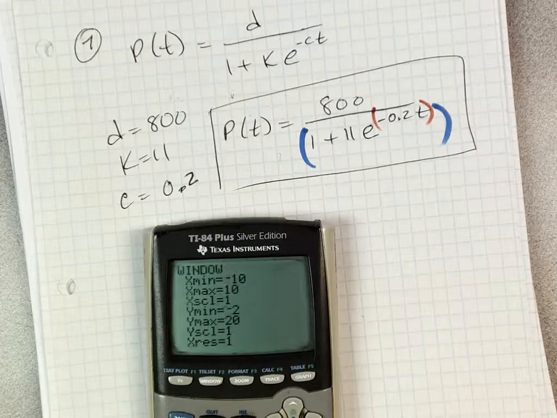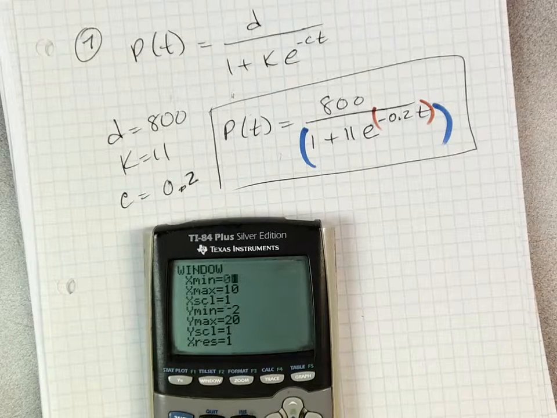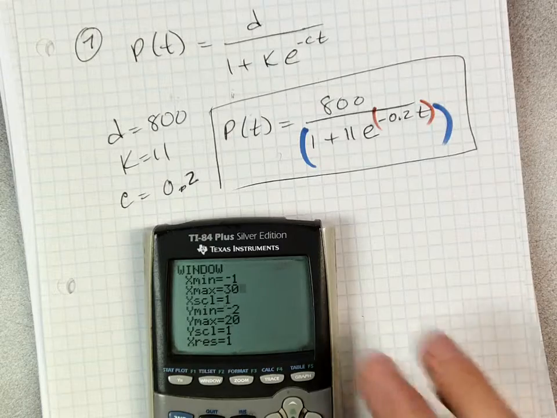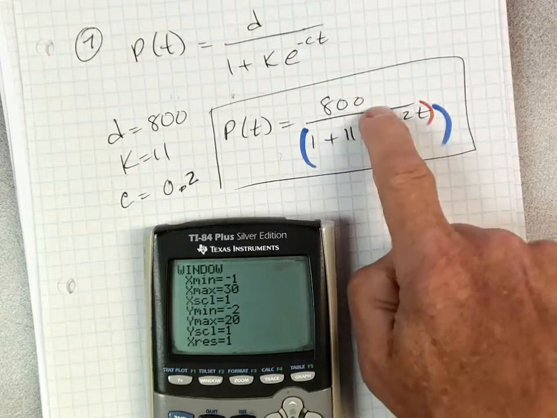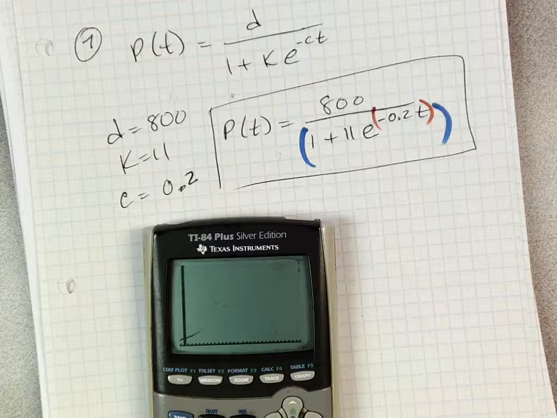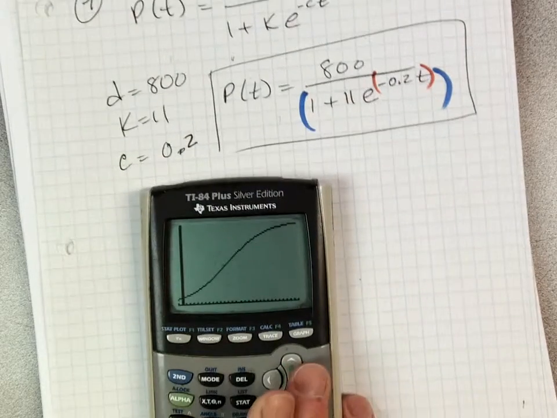Okay, window. Well, I don't need to worry about negative 10. I got negative x, but I don't need negative 10. I can just go 0. Oh, maybe I'll make it negative 1 so I can see a tiny little bit of it. How many years? This is 10 years. Let's just go 30 years. I don't know how long it's going to take. Max, well, I got 800 here. Let's just try 800 here, and if we need to change it, we will. We'll go 800, graph it. Hey, that wasn't too bad, huh? That looks pretty good.